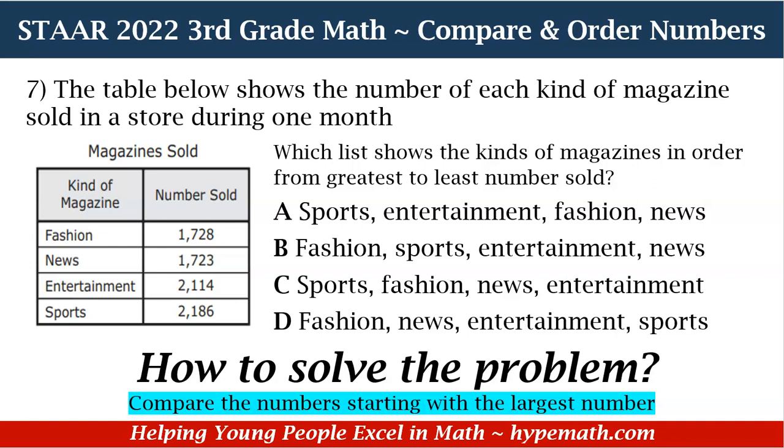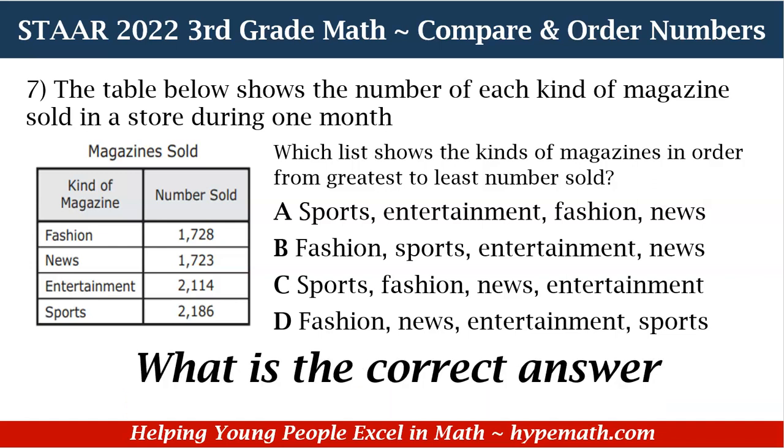So now we can add fashion as the third greatest type of magazine sold, and then news. Let's go over it again. We said sports was the greatest number sold, and then entertainment, fashion, and then news. So now that we know that is our order from greatest to least, let's look at our answer choices to see what is the correct answer.